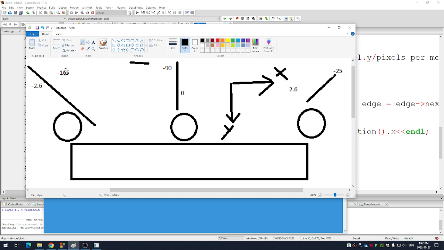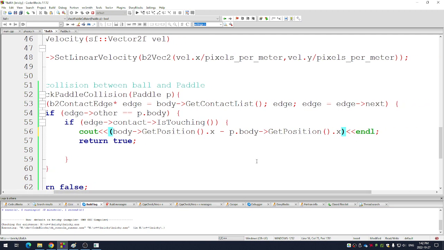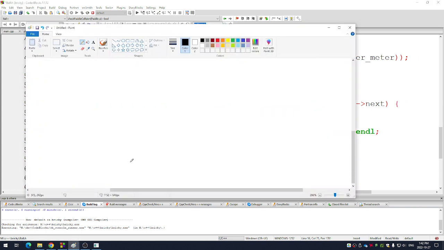155. Okay, cool. So I need it to hit minus 155, minus 25, and if it hits the middle, it's going to go straight up. And the only variable I have is this one right here. Okay, this is the distance. I know that this number goes between minus 2.6 and 2.6. So let's do a little bit of math. I have a number that goes from minus 2.6 to 0 to 2.6.